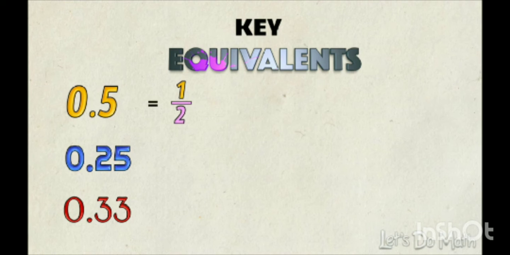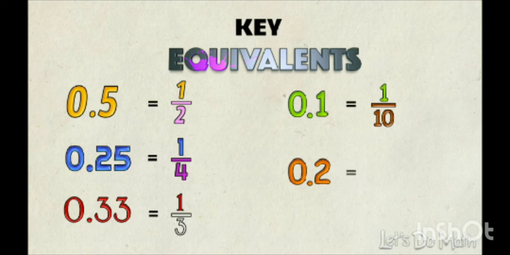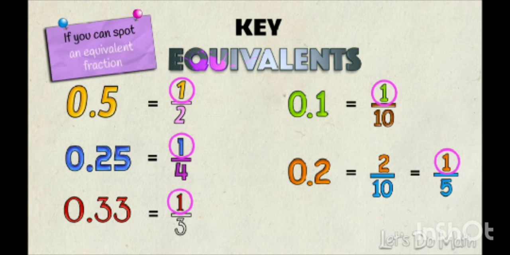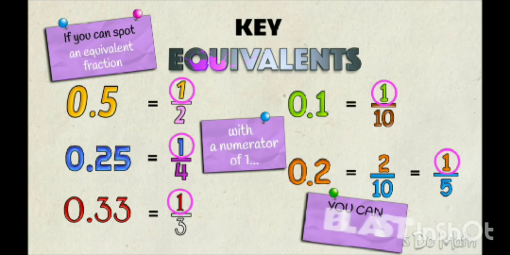0.5, 1/2. 0.25, 1/4. 0.33, that's 1/3. 0.1 is 1/10. 0.2 is 2/10, and that's the same as 1/5. Notice all these numerators of 1. If you can spot an equivalent fraction with a numerator of 1, you can blast through a problem. Check it out on this example.